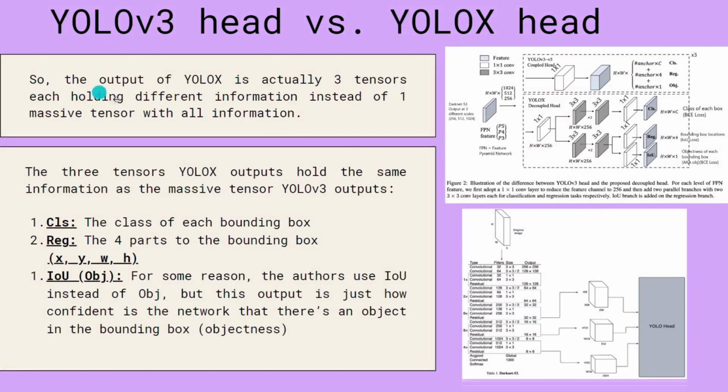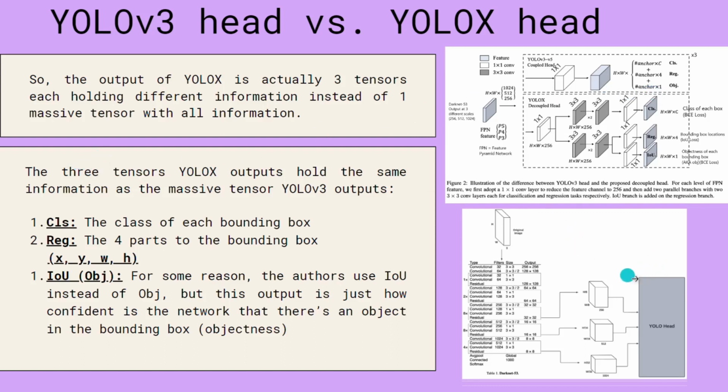So the output of YOLOX is actually 3 tensors, each holding different information, instead of one massive tensor with all of the information. So the YOLOX output contains 3 different tensors representing the different parameters explaining each bounding box. But in terms of YOLO v3 up to YOLO v5, we're just using one massive tensor in order to represent all of the information about the bounding box prediction.